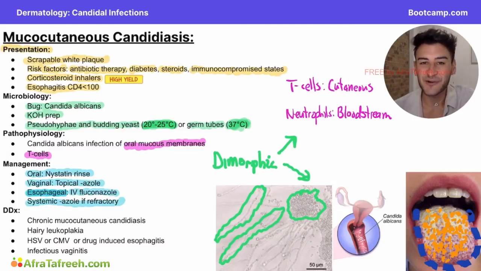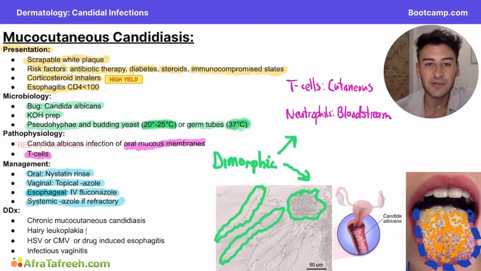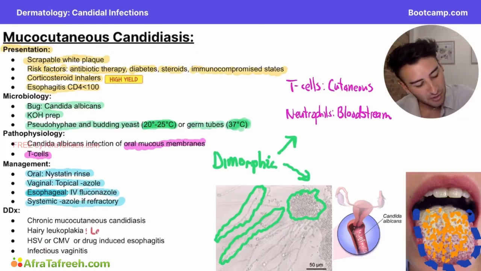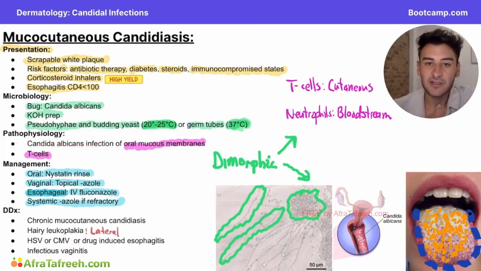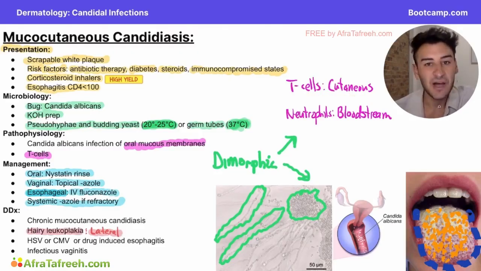In terms of forming a differential for Candida, there are a few things to be on the lookout for that might be confusing on test day. I want to start by talking about hairy leukoplakia. Hairy leukoplakia is going to be a non-scrapable plaque that is usually found on the lateral portions of our tongue. Whereas mucocutaneous candidiasis is found right on top of the tongue, like we talked about earlier, hairy leukoplakia is going to be on the lateral aspects. That is going to really help you, as well as the fact that hairy leukoplakia will not be able to be scraped off where Candida will be.